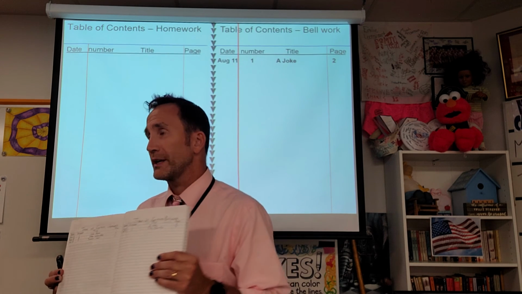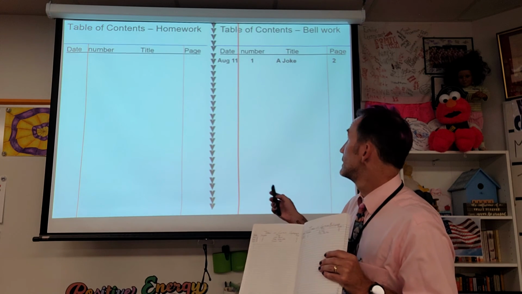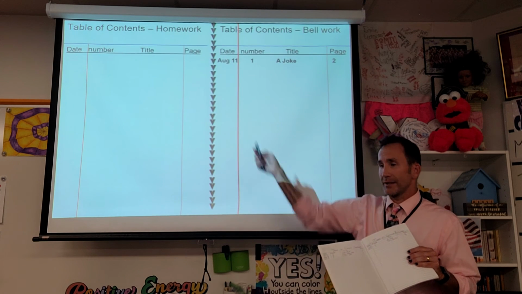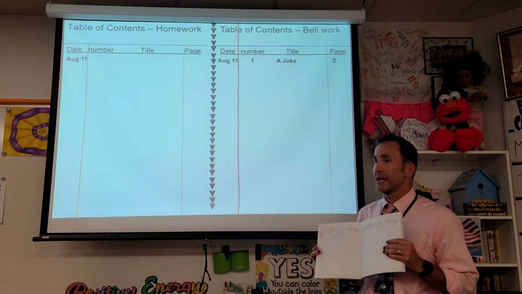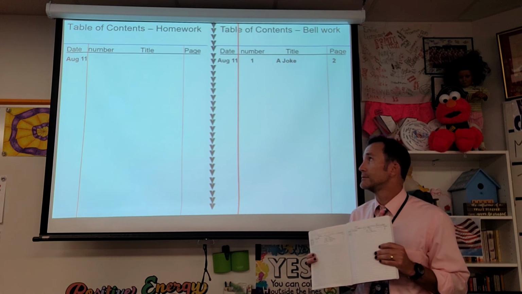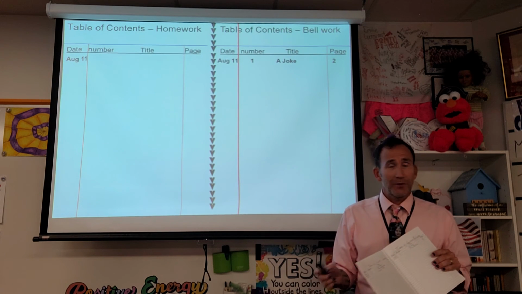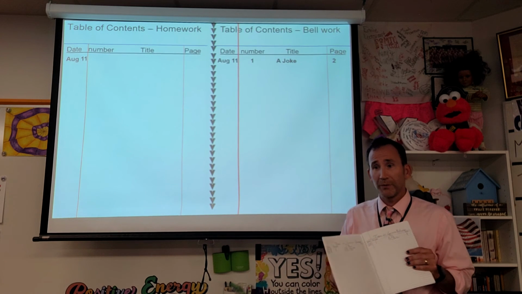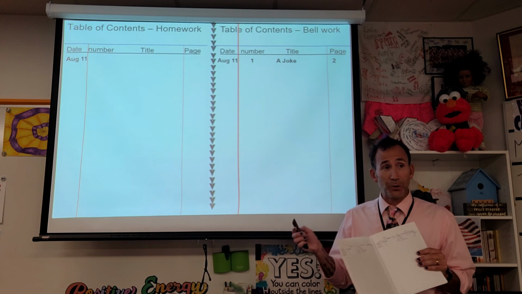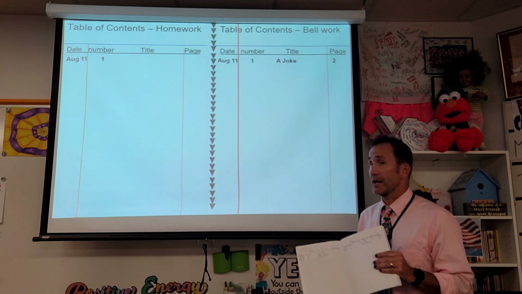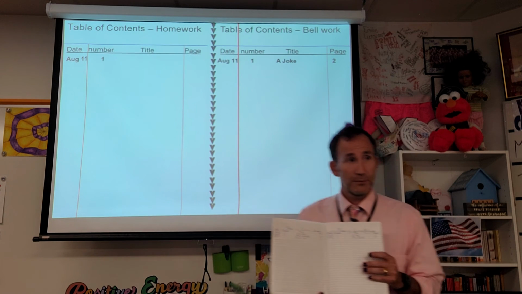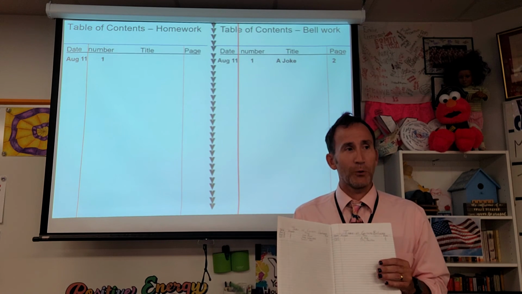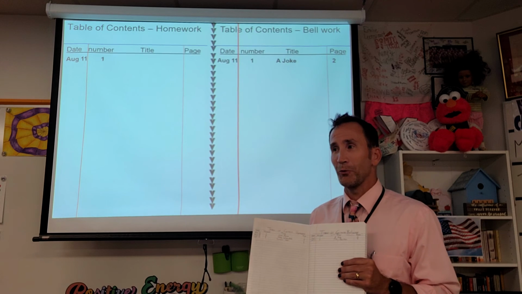We're going to put our homework entry in. Go to the left-hand side. First thing you're going to do, August 11th. Nicely done. The number, this does not connect to bellwork. This is going to be just the homework. So for this one, this is our first homework assignment, so you're going to write down 1. Correct. That's why I just got done saying homework and bellwork are separate. That's why it's number 1.